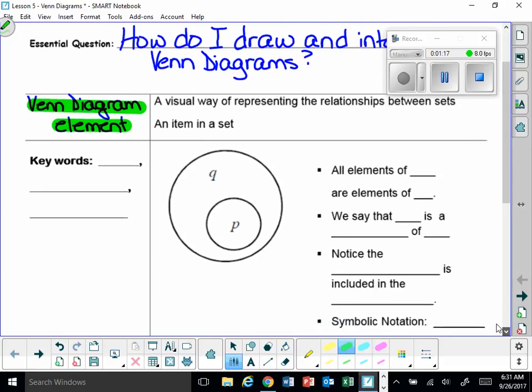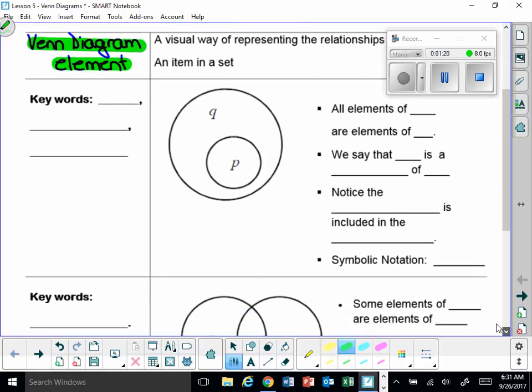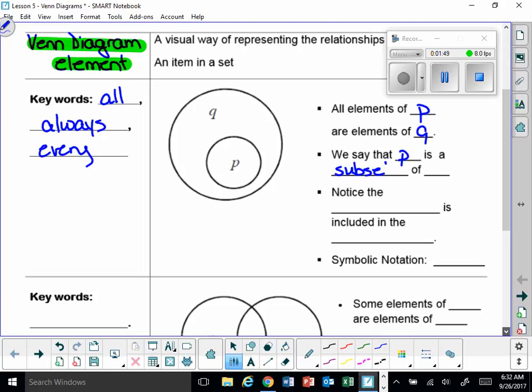Our first type here, notice that we have one circle completely inside of the other. Some key words for this particular setup are all, always, and every. Okay. When we look at this Venn diagram, we read it as all elements of P are elements of Q. We say that P is a subset of Q. So what do we mean by that? We mean that everything in P is also part of Q. P is a smaller group.